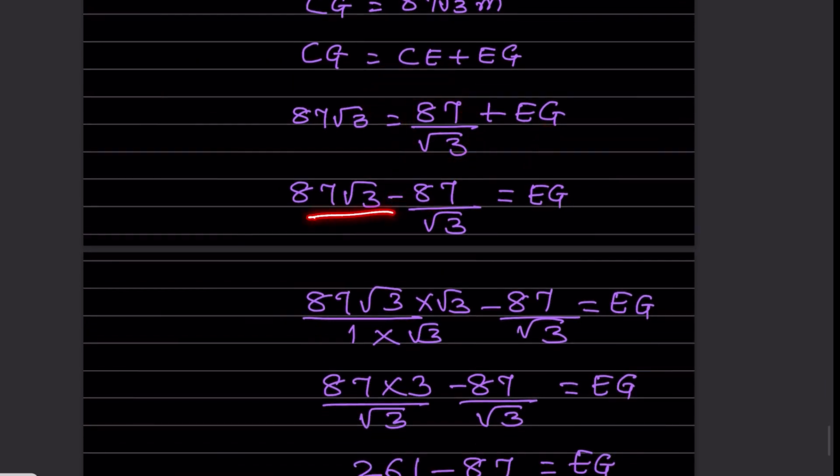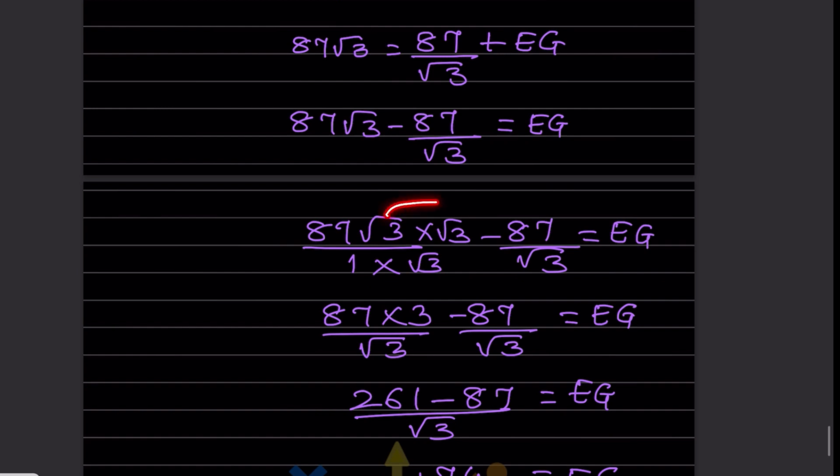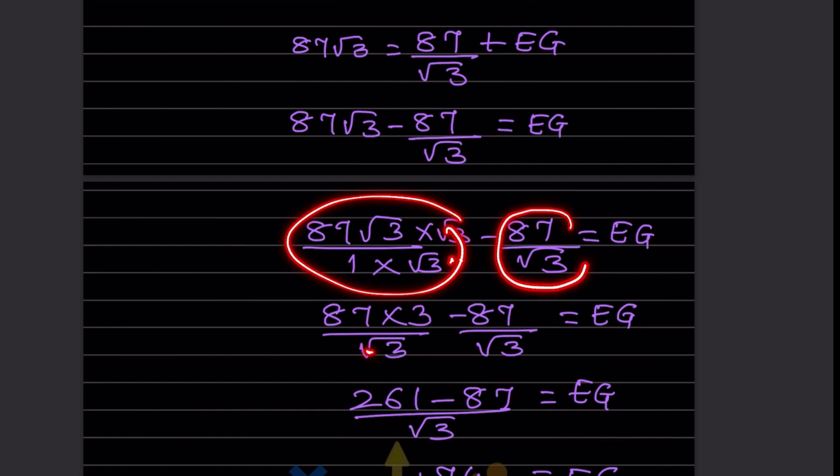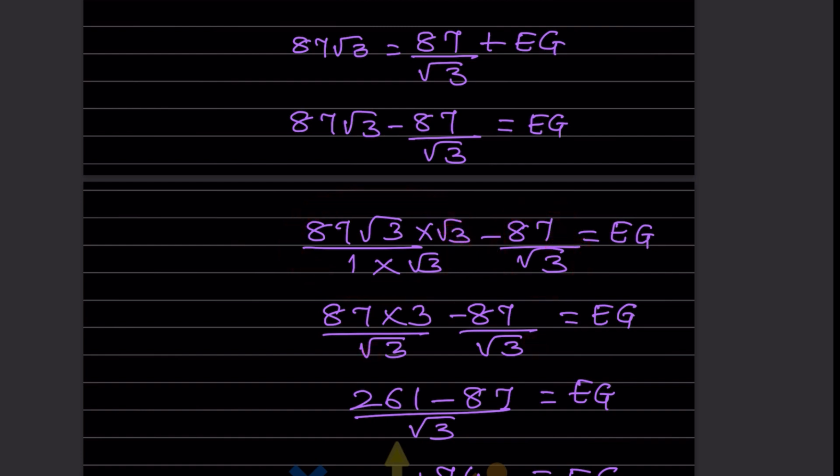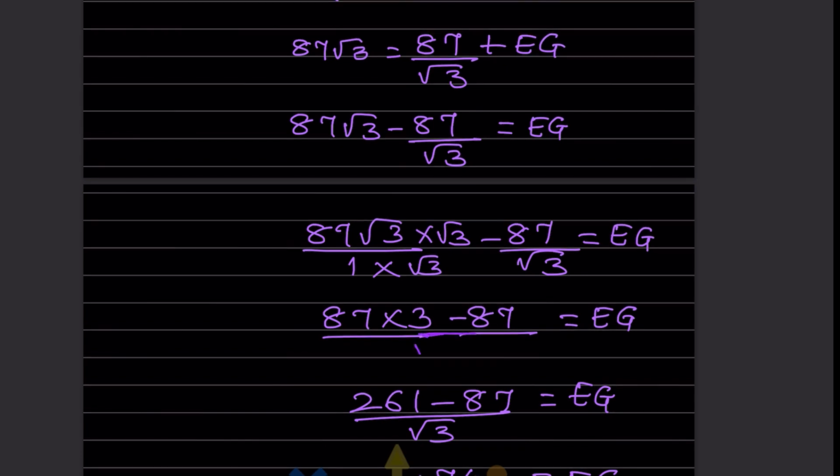Now look here, because this is 1, we are going to take the LCM, and that LCM is going to be root 3. Since this is root 3, here also should be root 3. Now this is what is written over here, and that is EG. Root 3 into root 3 is root of 9, and root of 9 is 3. So we can write here this 87 times 3, and here minus 87, and the LCM is root 3. You can just write it once so that will avoid the confusion over here. So this is going to be root 3.